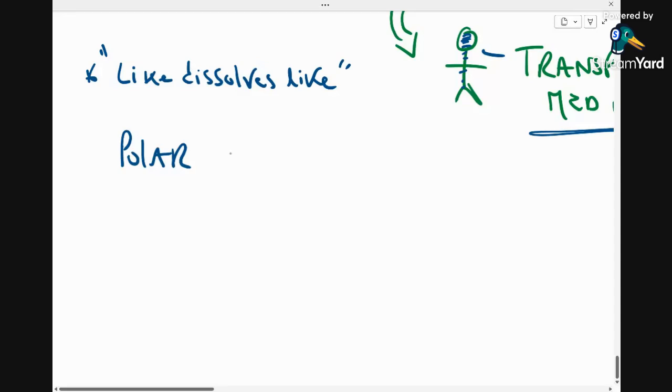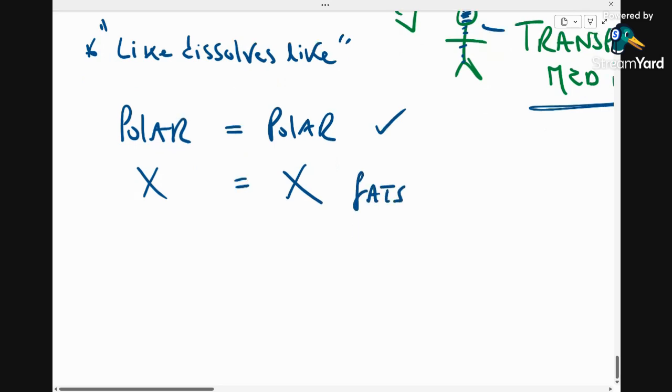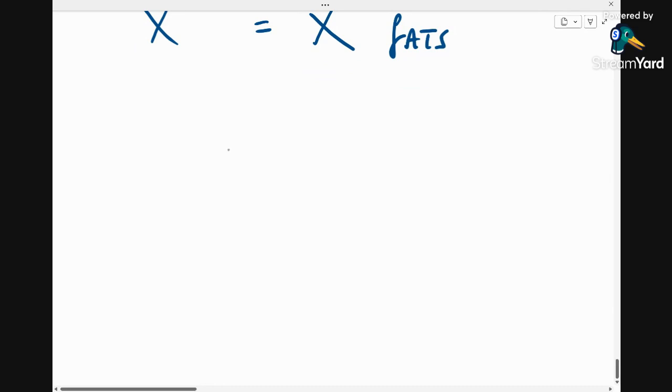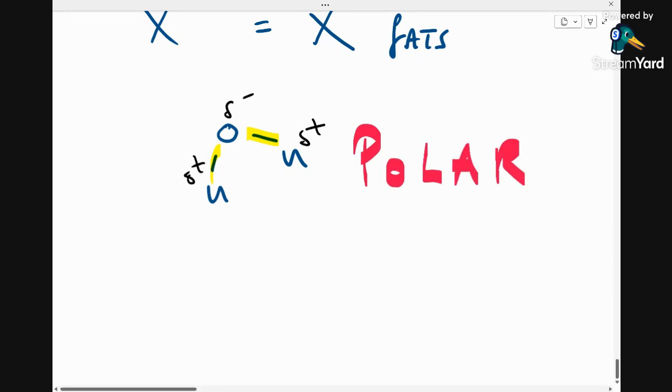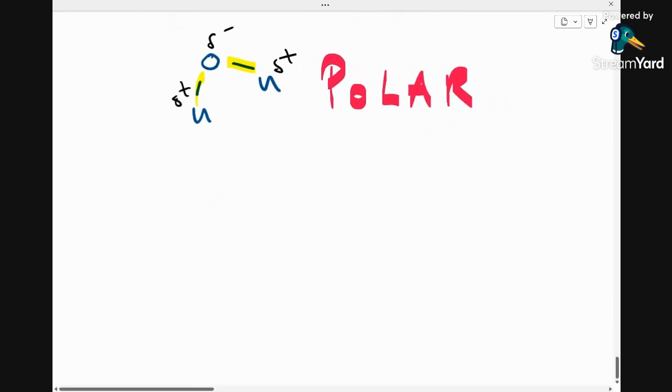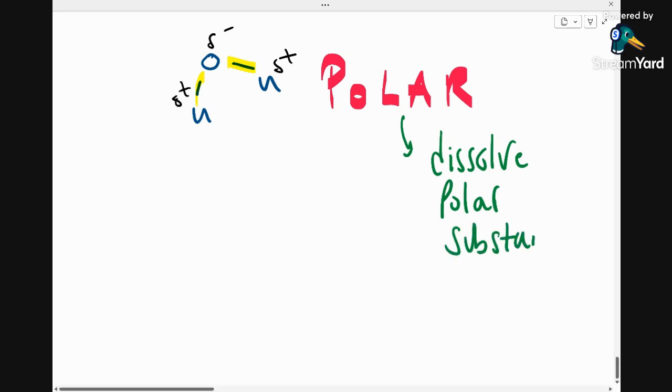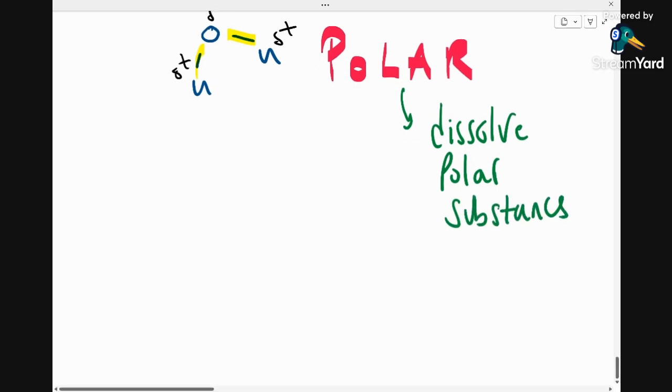Polar things. If you are non-polar, then you can dissolve non-polar things, things like fats, for example. And because we've looked at the structure of water already, looks like this, don't forget, because we have our delta charges, delta negative, delta positives, these two bonds here are polar, so it is a polar molecule. Therefore, it can dissolve polar substances, things with sort of charge distribution.